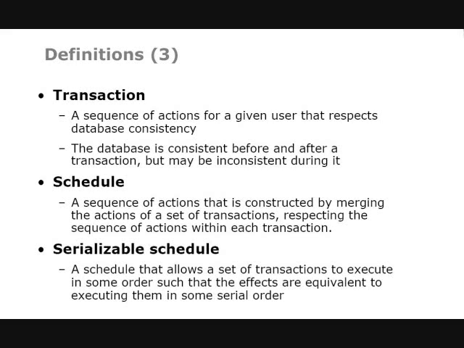During the execution of the transaction, there might be inconsistency in the database. So while I'm executing the transaction, there might be inconsistent states, but before and after, I have a consistent state. And a schedule, in that context, is a sequence of actions that is constructed by merging the actions of a set of transactions. So I have transaction 1 and transaction 2. Transaction 1 might read something, update it, write something. Transaction 2 might be reading the same item, updating it, writing it, reading another item.